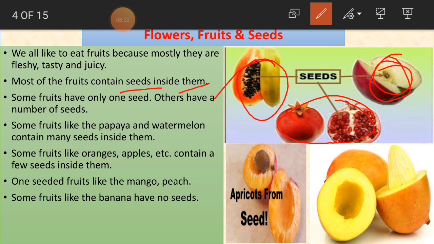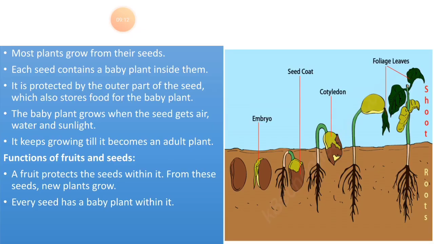If you observe, plants give us different types of fruits, and in those fruits we have seeds, and the seeds also differ from one fruit to another. Some may give us one seed, some more than one, or two or three, or plenty. For example, pomegranate, papaya, watermelon, plenty of seeds we can see. And some fruits don't have any seed. That is a banana. Okay, clear children? This is about fruits and seeds.